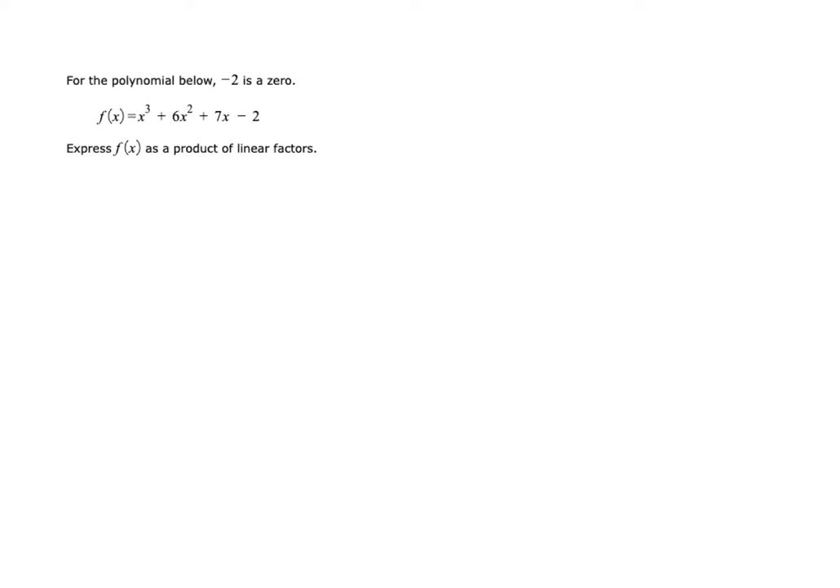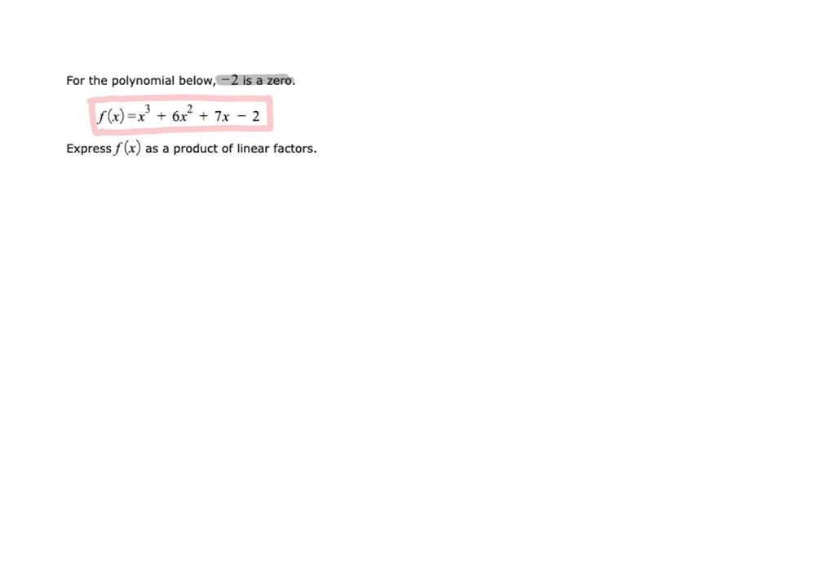For the polynomial below, -2 is a 0. Express f of x as a product of linear factors. So this question has given us one of the zeros for the polynomial f of x equals x cubed plus 6x squared plus 7x minus 2.